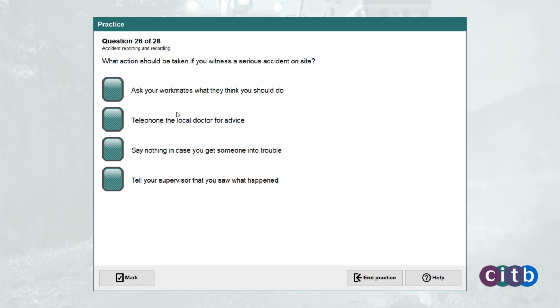What action should be taken if you witness a serious accident on site? Ask your workmates what they think you should do. Telephone the local doctor for advice. Say nothing in case you get someone into trouble. Tell your supervisor that you saw what happened.